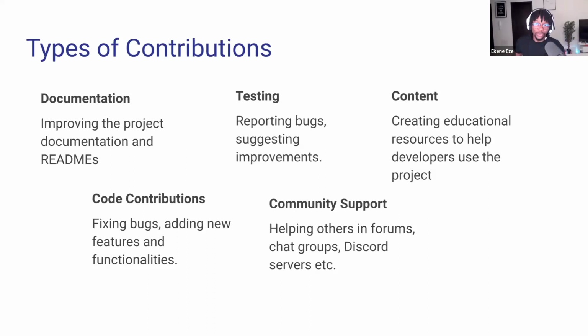So you can start from writing and just looking at what you can do to improve the documentation. Then there's, of course, code contributions, where you can fix some bugs. You can look at the open issues, find some of the bugs that people are reporting, fix them and push the changes. You can decide to add a new feature, right?